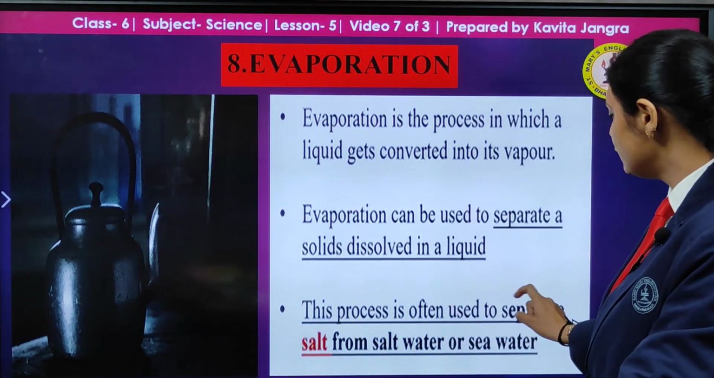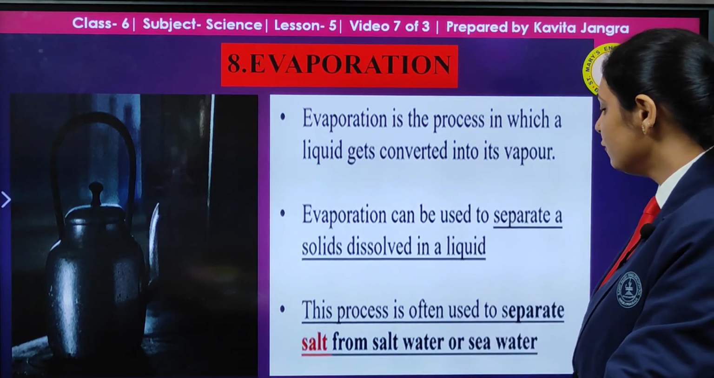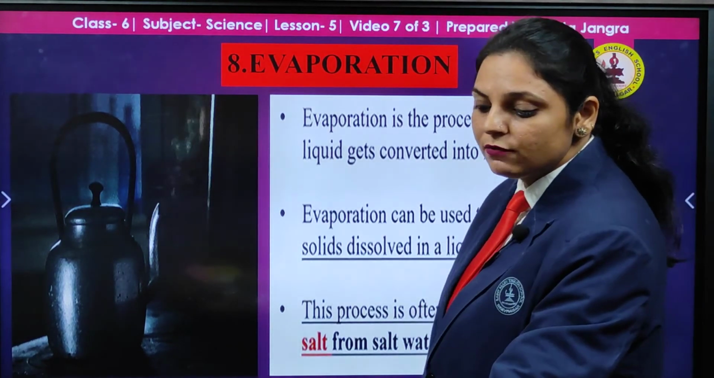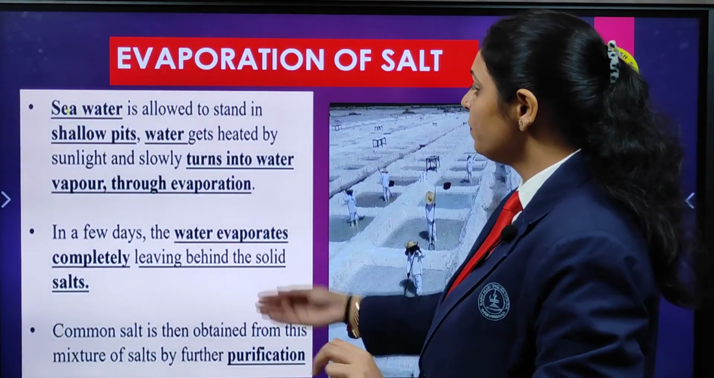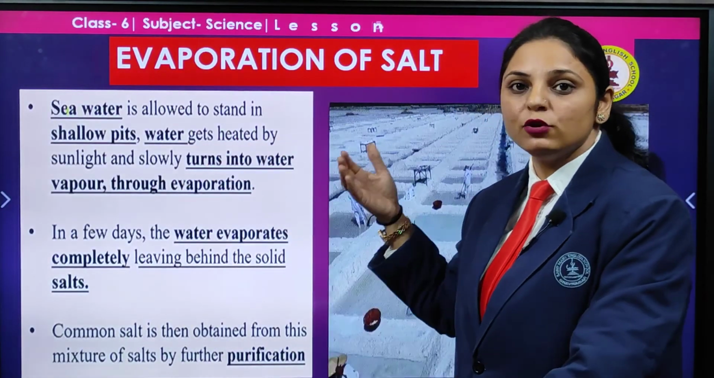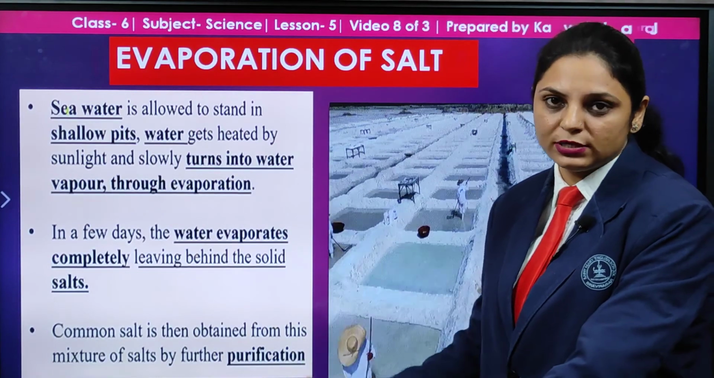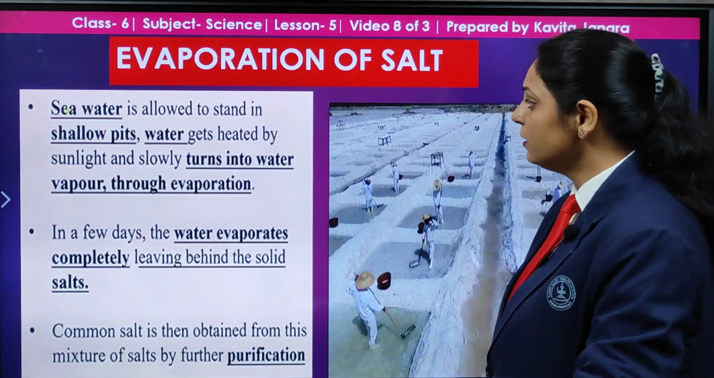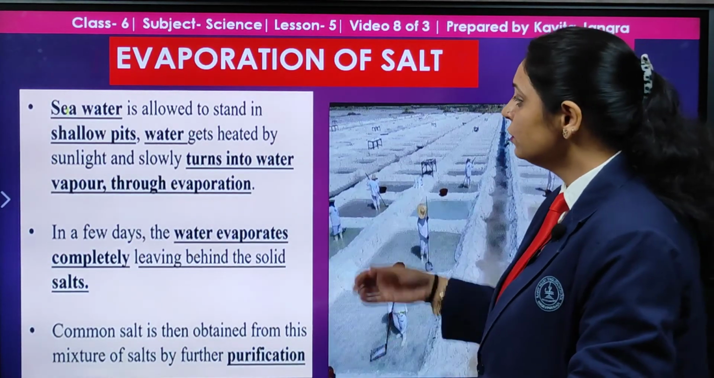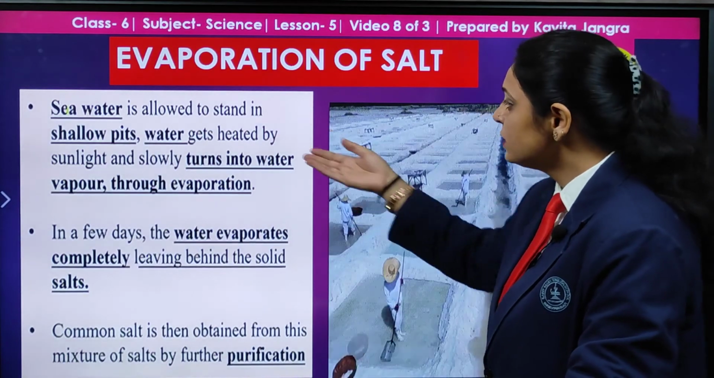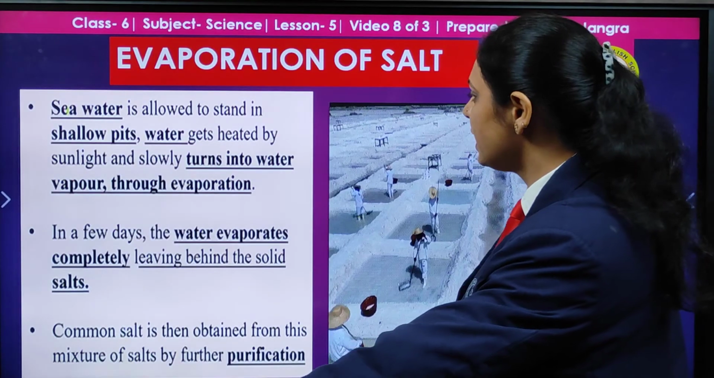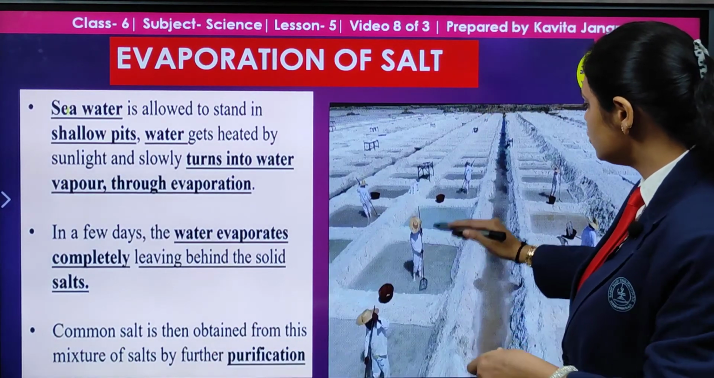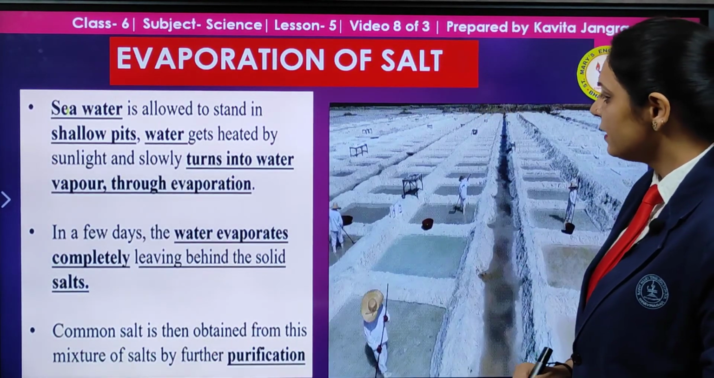This process is often used to separate the salt from salt water in the sea waters. If you have seen, even in Gujarat, many of the places, even if you go to the outer end of Gujarat, in Bhavnagar also, this process is being done. Sea water is allowed to stand over here. Sea water is allowed to stand in shallow pits. These are the shallow pits. Water is standing over here.